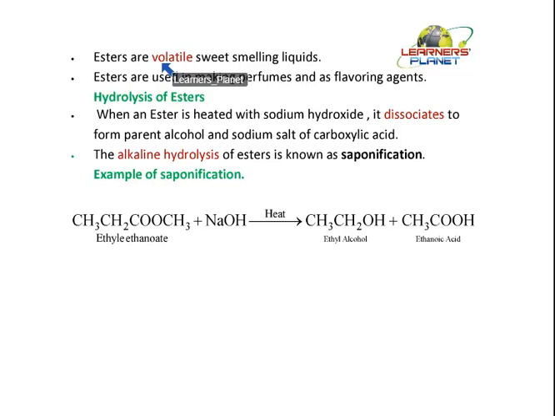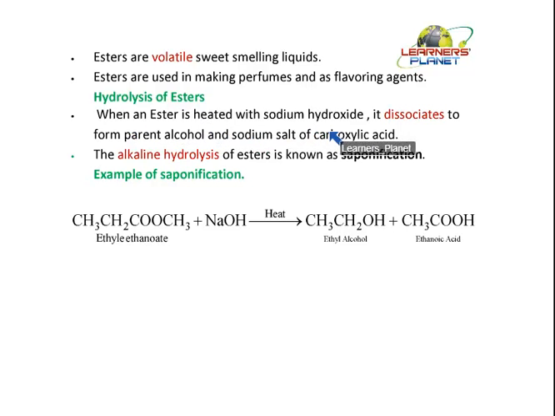Now what are these esters? Esters are volatile, sweet smelling liquids. Esters are used in making perfumes as well as flavoring agents. You must have seen vanilla essence or mango essence or strawberry or raspberry, which give flavors to your ice creams and bakery products. These all contain esters. So let's see the hydrolysis of esters.